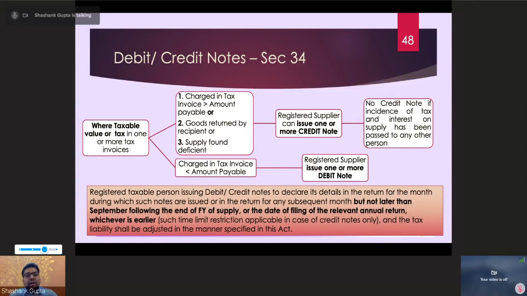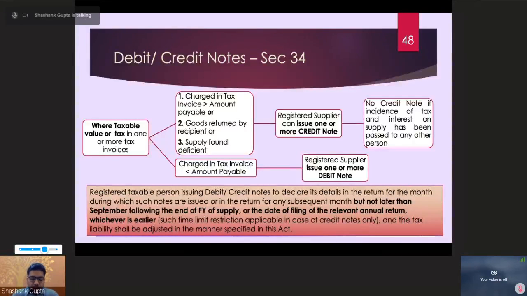Other cases where a credit note can be issued are where the goods are returned by the recipient or the supply is found to be deficient. Here, one thing which is important is that a debit note can be issued anytime. So today I can issue a debit note for an invoice pertaining to 2017-18.